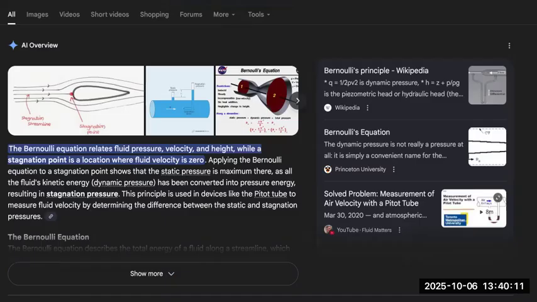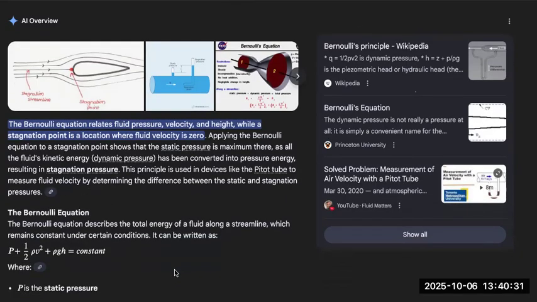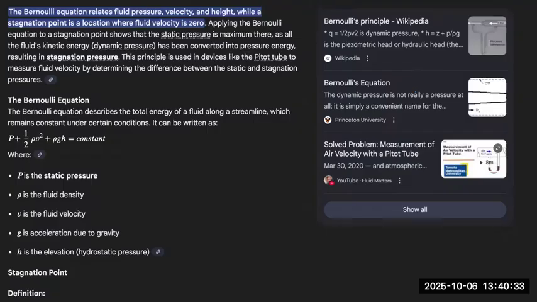So the Bernoulli equation relates fluid pressure, velocity, and height, while a stagnation point is a location where fluid velocity is zero. So applying the Bernoulli equation to a stagnation point shows that the static pressure is maximum there, as all the fluid's kinetic energy or dynamic pressure has been converted into pressure energy, resulting in a stagnation pressure. So, yes.